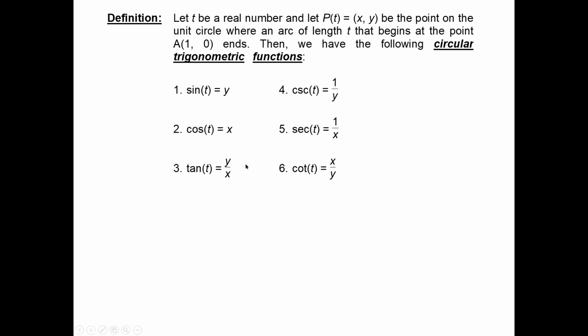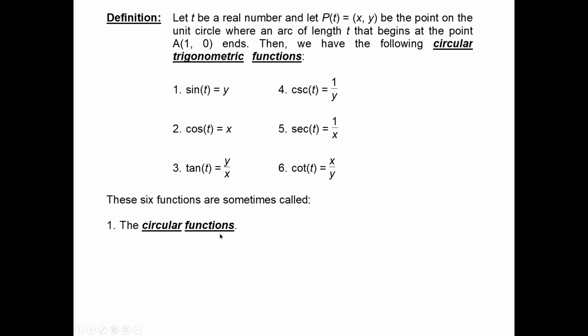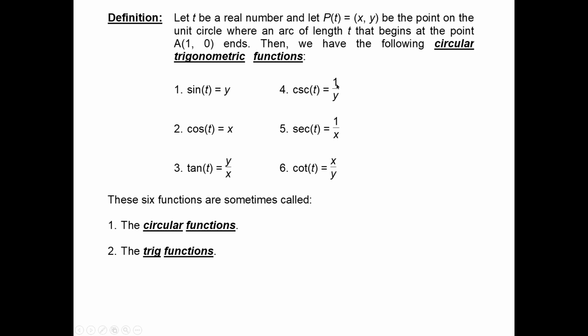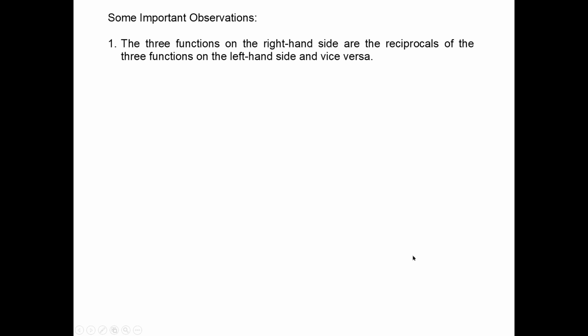If you look at these very closely, hopefully you see a certain relationship. And also, 4 of them have denominators, so 4 of them could possibly be undefined. So these 6 functions are sometimes called, number 1, the circular functions, because they are coming from the unit circle. Or the trig functions, and you'll sometimes hear the circular trig functions. Some important observations. Observe: the 3 functions on the right are the reciprocals of the 3 functions on the left, and vice versa.